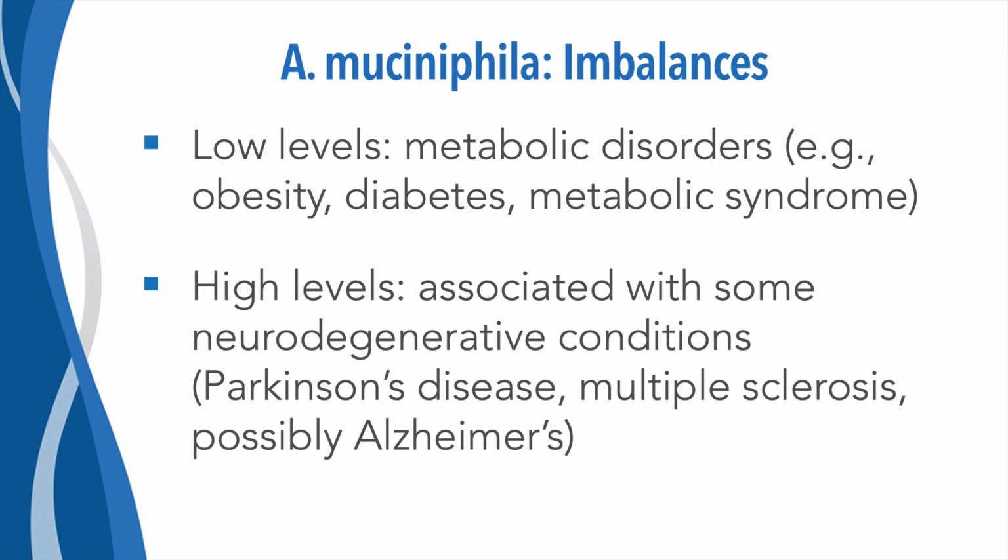So next I'm going to talk a little bit about what's known in terms of imbalances in Akkermansia in the gut. There's actually some associations both with low levels and unusually high levels as well. When it comes to low levels, those have mostly been associated with various metabolic disorders, in particular obesity, diabetes, and metabolic syndrome, whereas high levels have been associated with various neurodegenerative conditions, in particular Parkinson's, as well as multiple sclerosis, and then some new research suggesting that there may be a link between high levels of Akkermansia and Alzheimer's. So again, there may be kind of a double-edged sword here where low levels or high levels may be problematic.